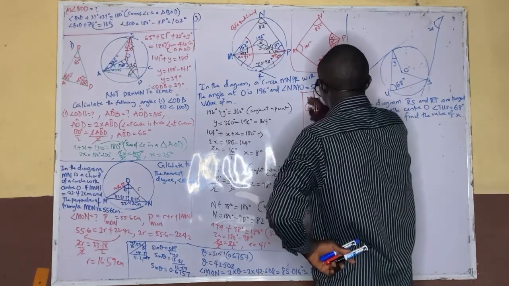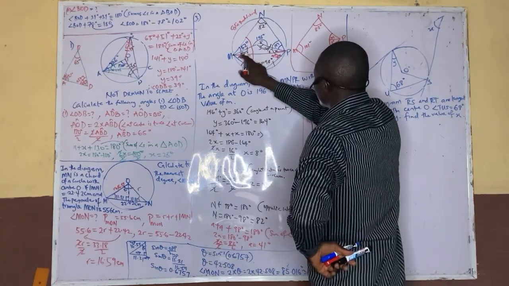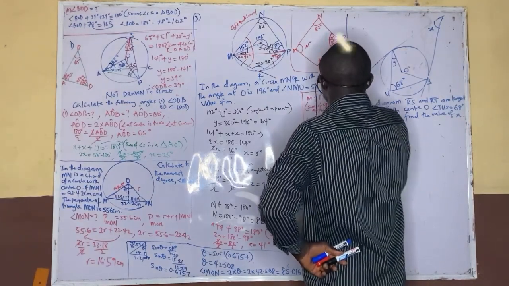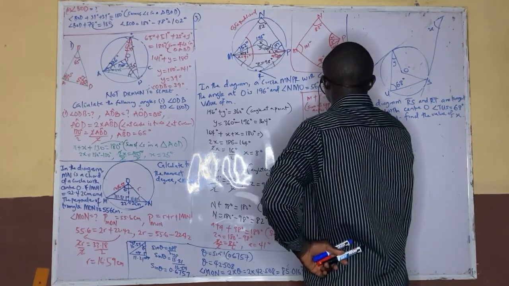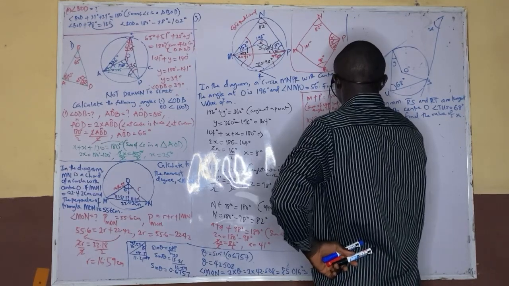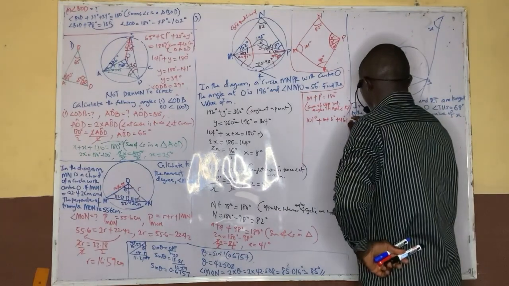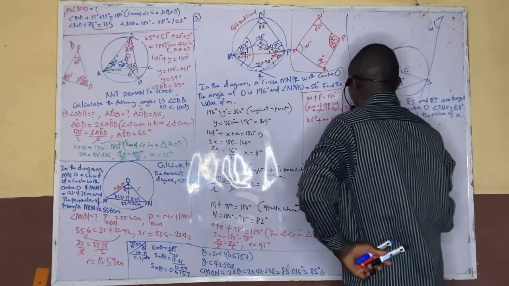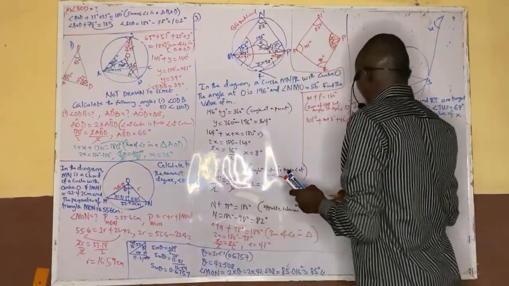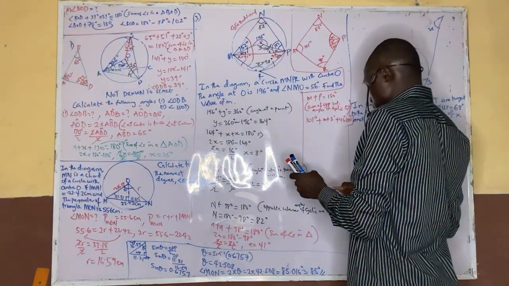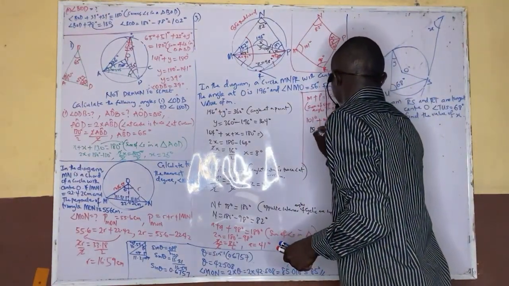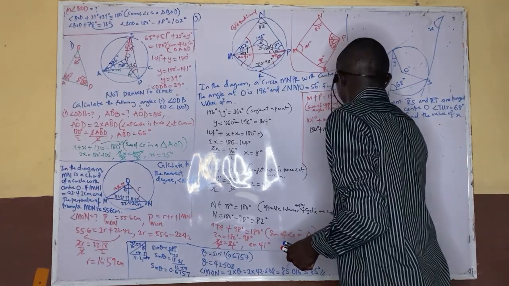So now, what's your M? M is 101 degrees, based on 52 plus 8, which is 60, and 60 plus 41, 101 degrees. Plus, now what's your P? P is 101 plus 8 degrees plus 41 degrees. Everything must be equal to 180 degrees. So what do you have? 150. So we have 150 degrees plus L equal to 180 degrees.